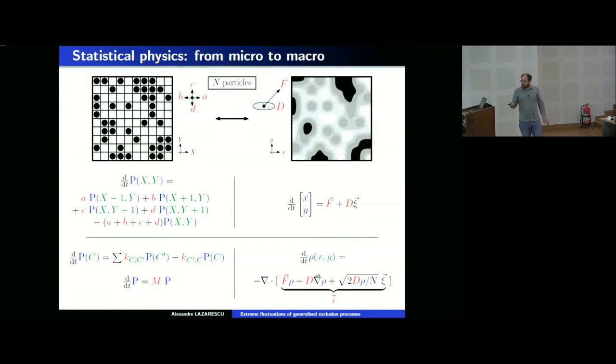And the interesting question is what happens when you add interactions between the particles? At the microscopic level, what happens is fairly straightforward. The rates become more complicated. If you add simple interactions, they won't get that much more complicated, but the shape of these things doesn't change that much.